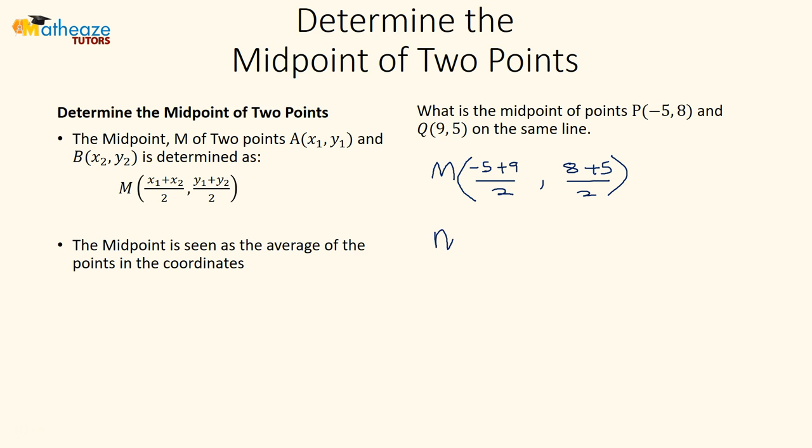So now we have midpoint M is going to be negative 5 plus 9 is 4, divided by 2 is going to be 2. 8 plus 5 is 13 divided by 2, so we can leave it this way, or we can convert that to decimals if you prefer. So either one of these should be fine.